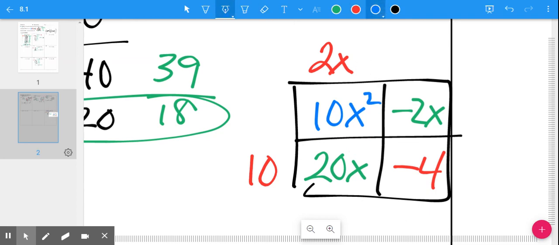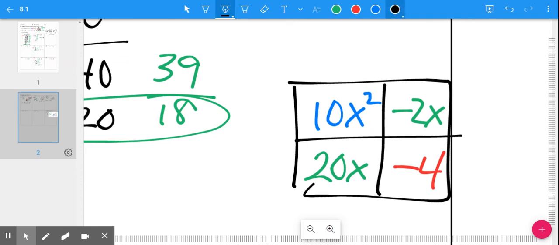So how do I make a 2x into a 10x squared? That's if I multiply it by 5x. So far, this one didn't work. So this is part of our guess and check. At this point, we need to figure out something else. And this happens, guys, which is why I wanted to show you that.